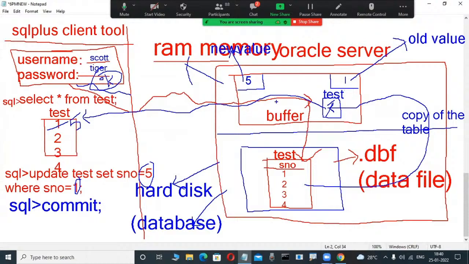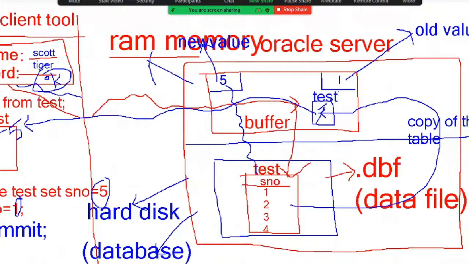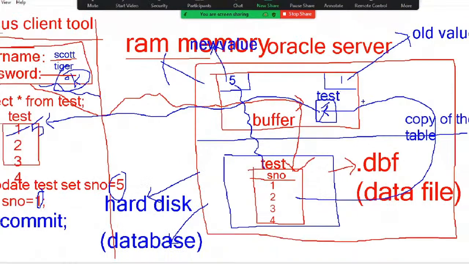Yes, the new value. What is the new value? 5. This 5 is automatically, permanently stored in the hard disk. In the disk only, automatically it will be stored. Commit means the new value for the transaction is permanently stored in the hard disk. That is nothing but save.